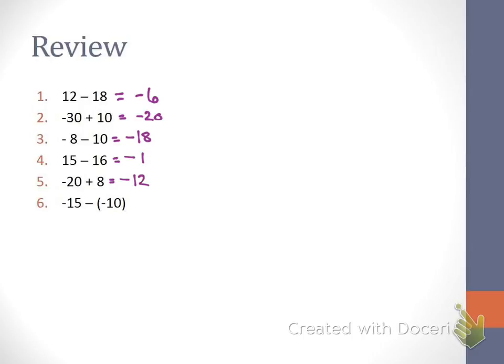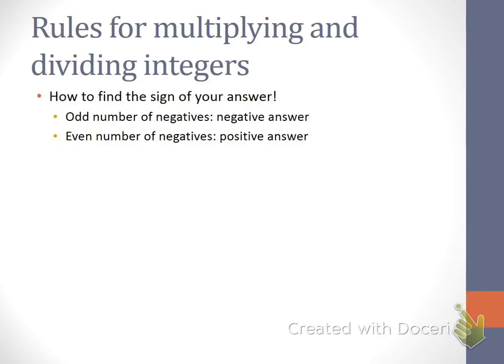Negative 12, different signs. And then what about negative 15 minus negative 10? Negative 5, because my double negative changes to a positive. And then I can evaluate and get negative 5. Anybody get them all right? Awesome, good job. Anybody miss one? Maybe miss one? Any questions? Okay, let's look at example 1.